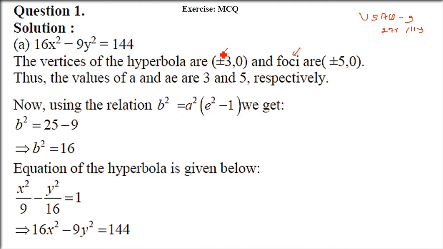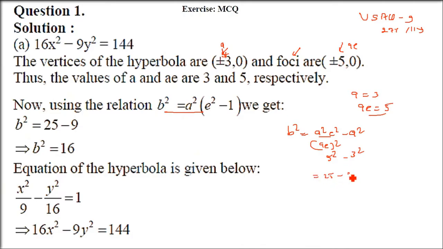If you bring it to this equation, clearly the vertices means you are talking about a. So a is 3, and the foci are plus minus ae, comma 0. So ae is 5 here. When ae is given, you have b square equals a square e square minus 1. Normally we write it like this, but b square equals a square e square minus a square. So ae is already with us. Just put it here: 5 square minus 3 square.